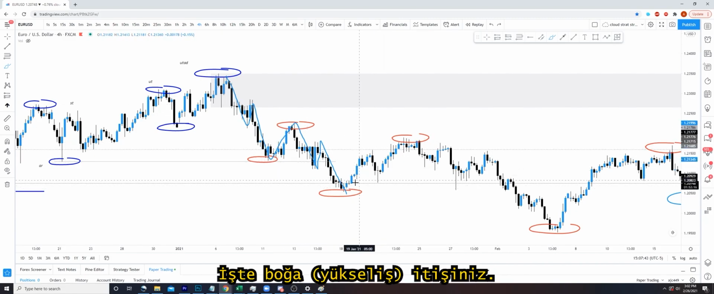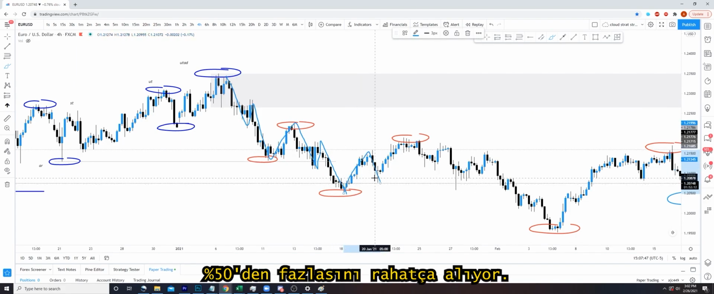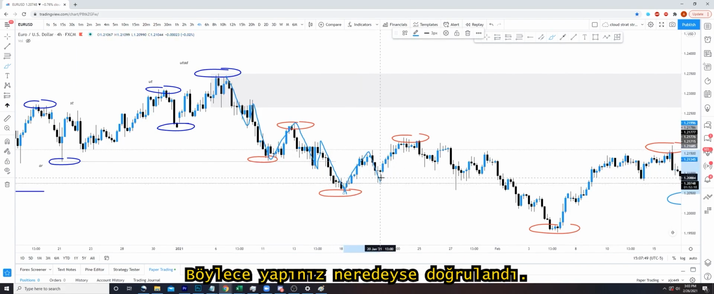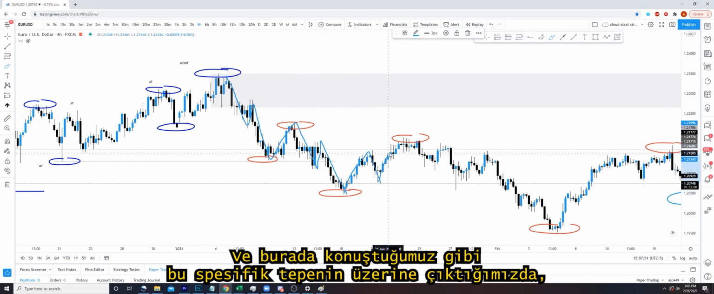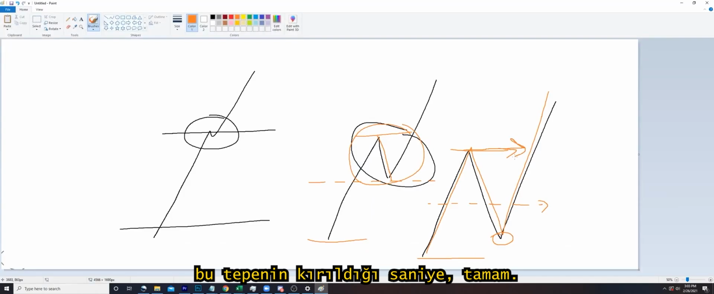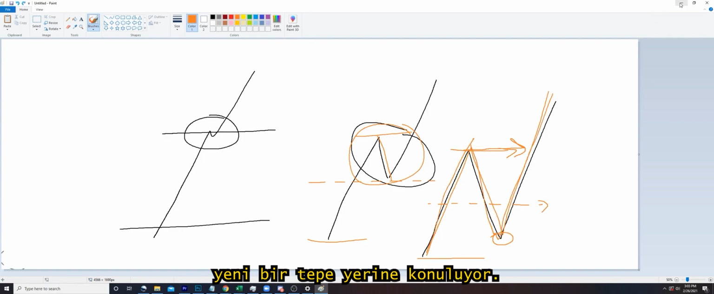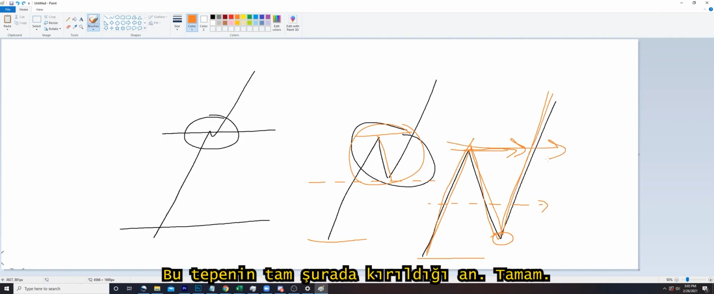So here is your bullish push up, your move down that gets more than 50% easily. So your structure has almost been validated. And as we get above this specific high, as we've spoken about here, the second we get above this high, right? So you have a high put in place, you have a move back that retraces, and then you have a new high put into place. That is structural continuation. The second this high is broken right here, right?